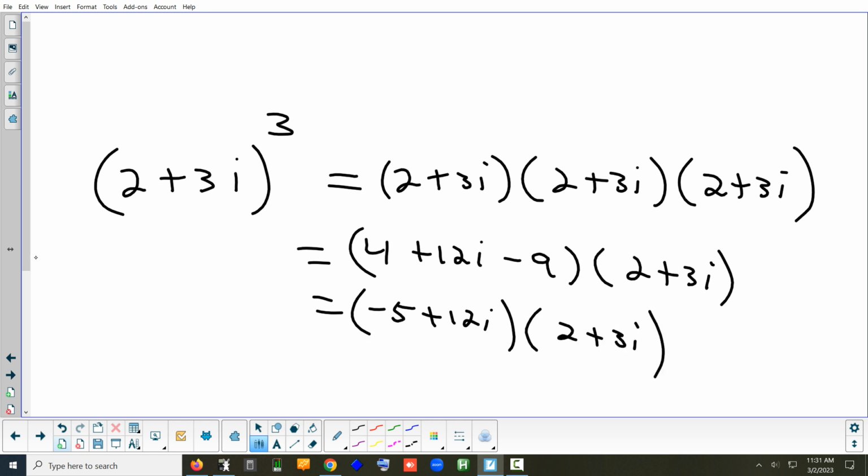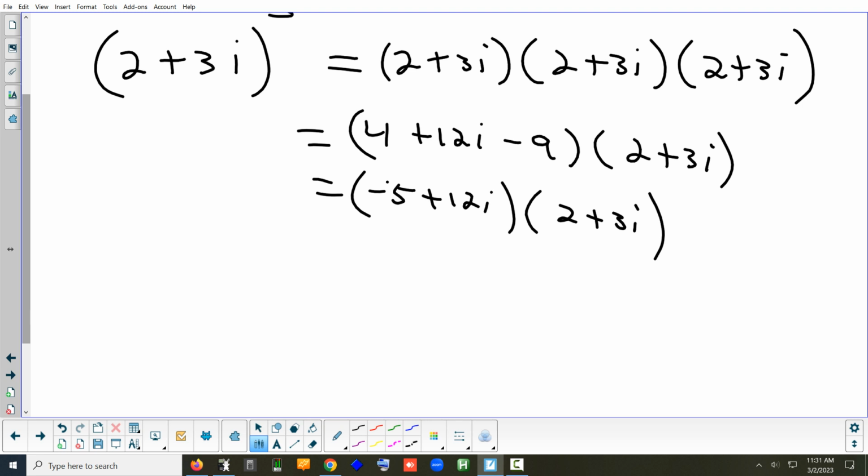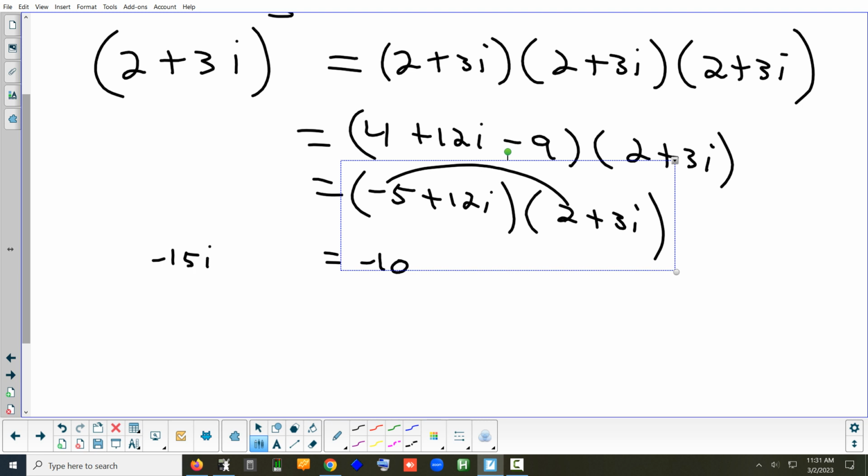Now we've got to multiply it one more time. What's -5 times 2? And then -5 times 3i. So it's -15i. 2 times 12i. And what is 24i minus 15i? 9i.